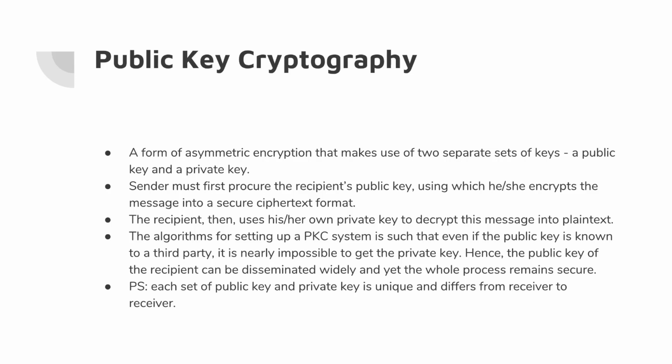Now suppose the sender wants to send a message to the receiver such that nobody else gets to know what the message is. Only and only the receiver should be able to understand what the message is. In that case, the sender would want to encrypt his or her message and send it to the receiver, right? So how does the sender do this? The sender first procures the recipient's public key, using which he or she encrypts the message into a secure ciphertext format, okay? And then the sender sends this ciphertext to the receiver.